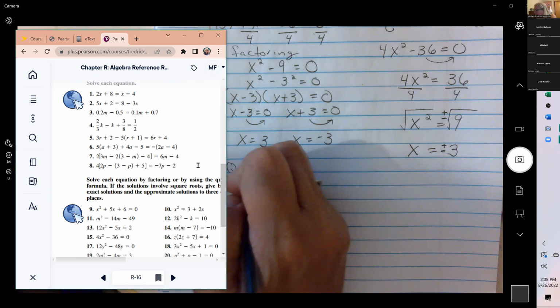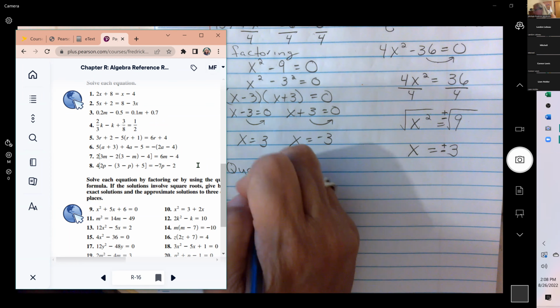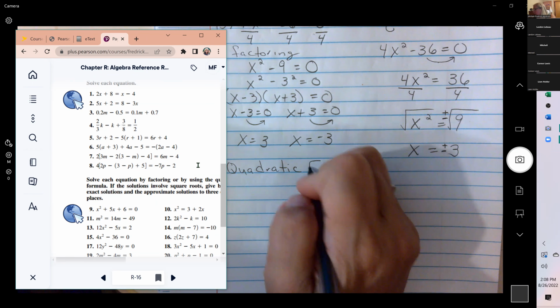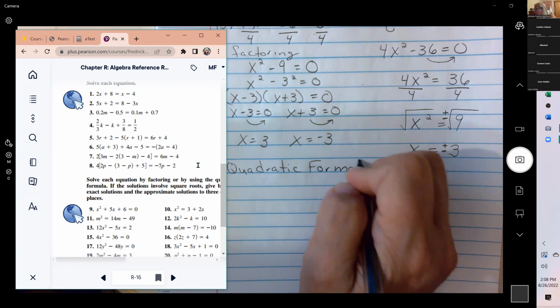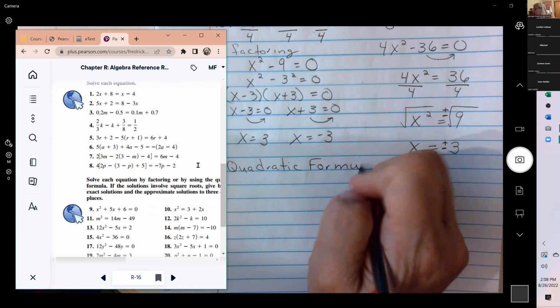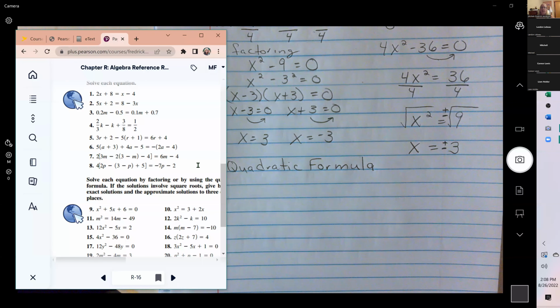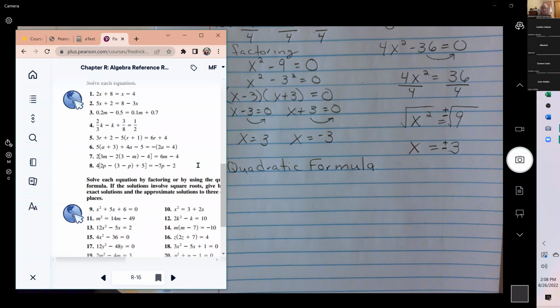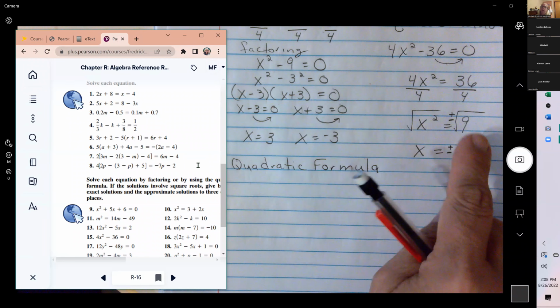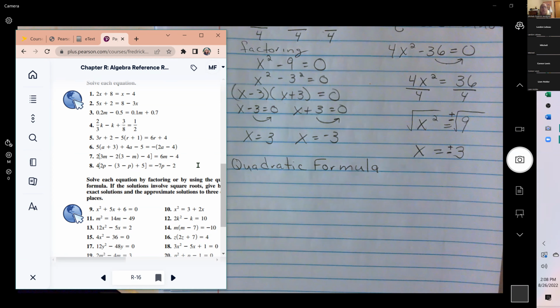The other method, when something will not factor, or you can't find the factor for it, you can use the quadratic formula. The nice thing about the quadratic formula, unless you get a negative under a radical, is it always works. And if you get a negative under a radical, there's no real solution. So this one always works. These two depend on the problem. So if you only want to learn one way, learn the quadratic formula.